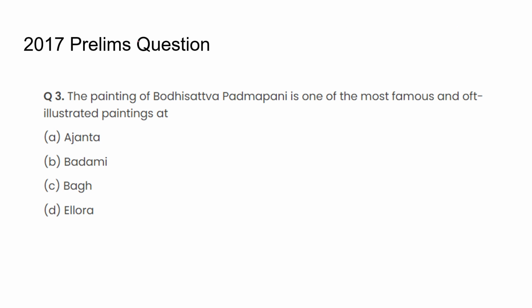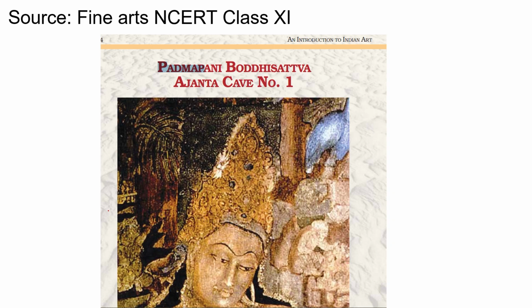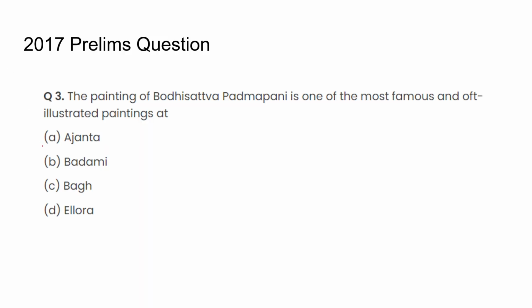So the next question, 2017 prelims. The painting of Bodhisattva Padmapani is one of the most famous and oft illustrated paintings at: Ajanta, Badami, Bagh, Ellora. So if you see this Fine Arts NCERT of class 11th, you have this big picture of Padmapani Bodhisattva. It is mentioned here, Ajanta cave. So the answer is Ajanta.